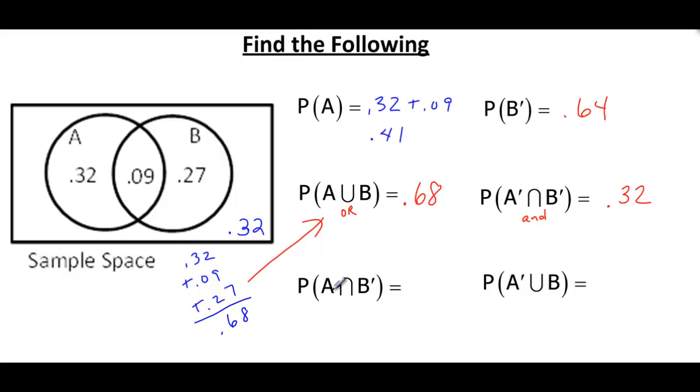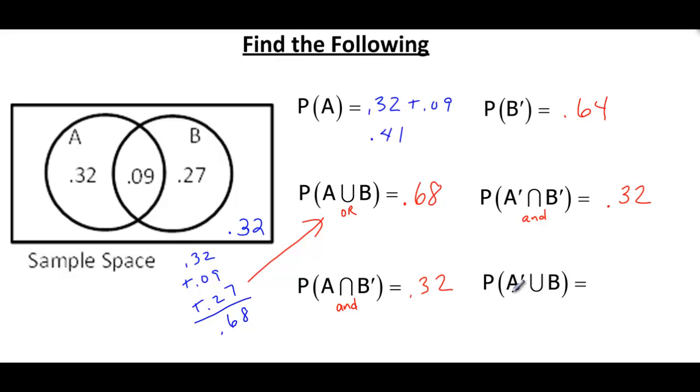Okay, what if I want you to be in circle A and not be in circle B? Let's think about that. You have to be in circle A, so that would be just these two values, and you cannot be in circle B. If I look at these two values, this 0.09 happens to be in circle B. So the only value that is in circle A but also not in circle B is this value right here, 0.32.